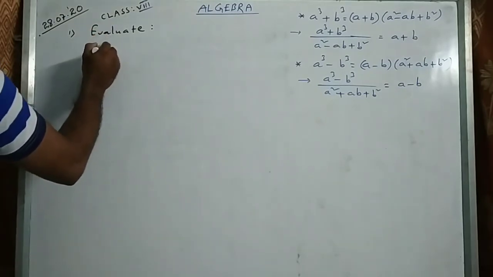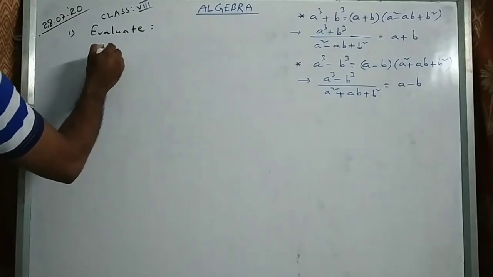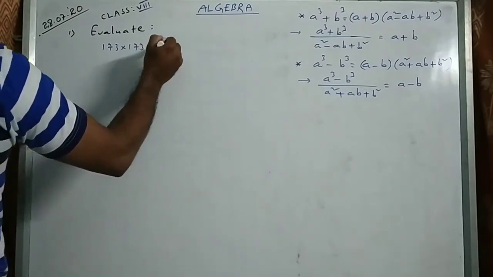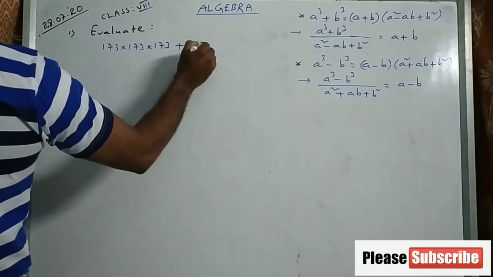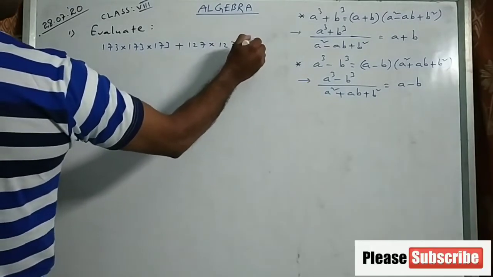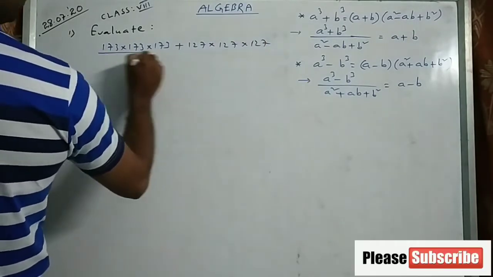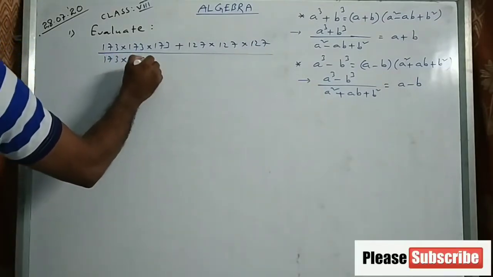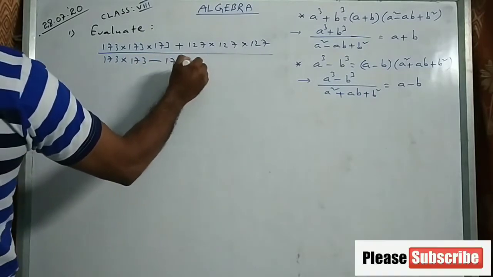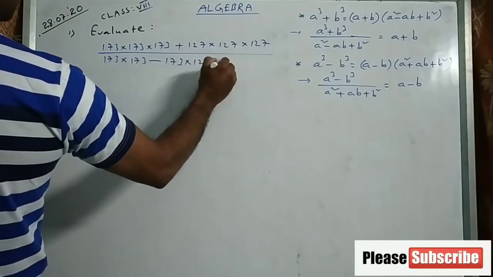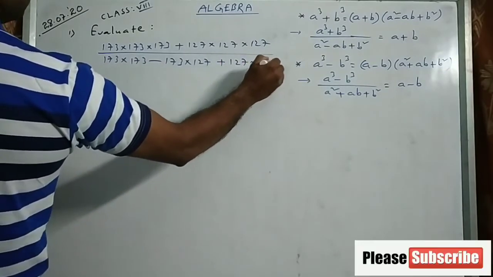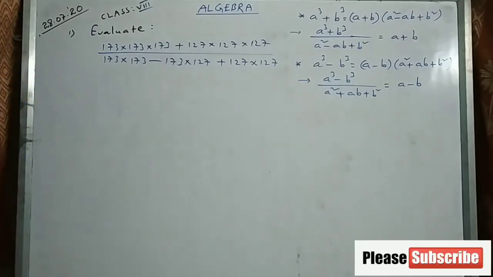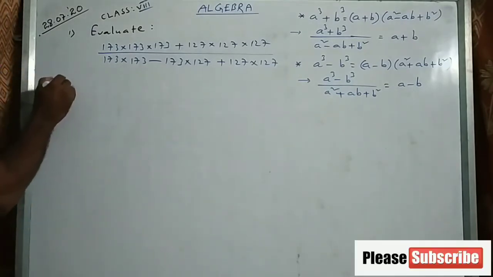Evaluate 173 into 173 into 173 plus 127 into 127 into 127 upon 173 into 173 minus 173 into 127 plus 127 into 127. How do we calculate this? Look at the problem. Solution.